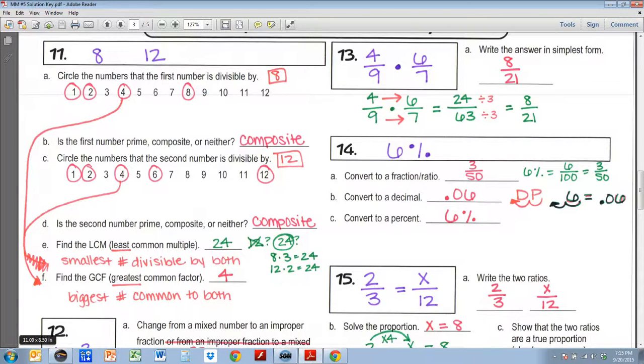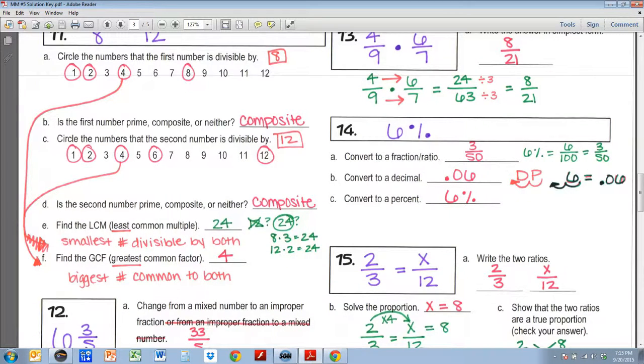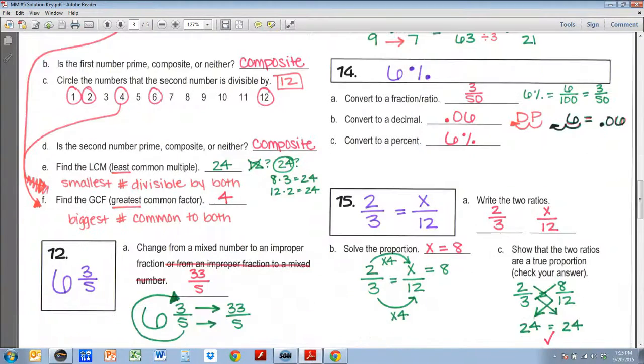And then find the greatest common factor. Well, all of these that are circled up here are factors. Which one is the greatest of those? Well, that would be the number 4. That's the highest one that they share.